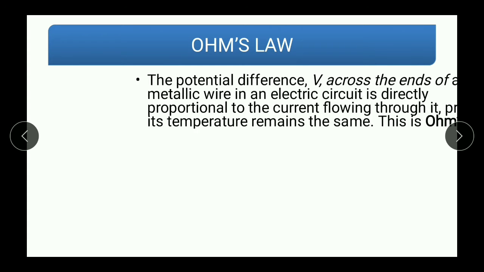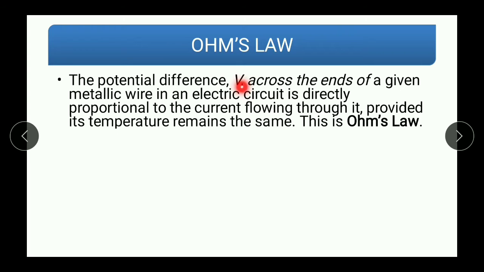What is Ohm's law? The potential difference V across the ends of the given metallic wire in an electric circuit is directly proportional to the current flowing through it, provided its temperature remains the same. This is Ohm's law. In short, potential difference is directly proportional to electric current.